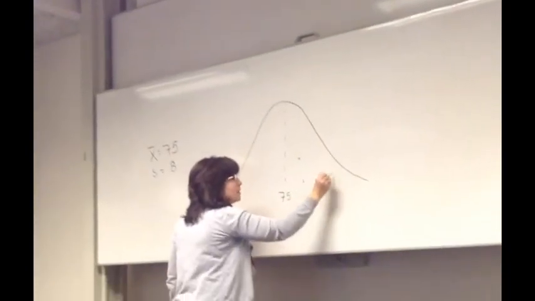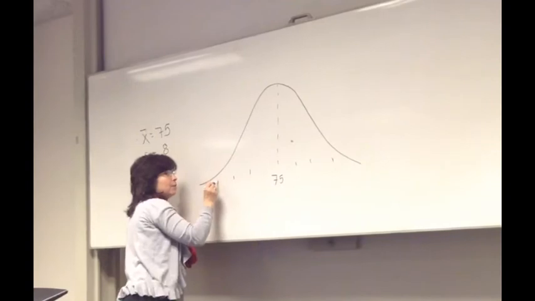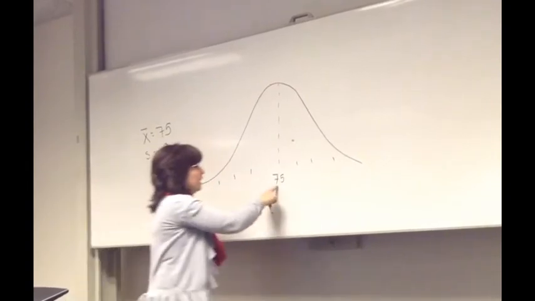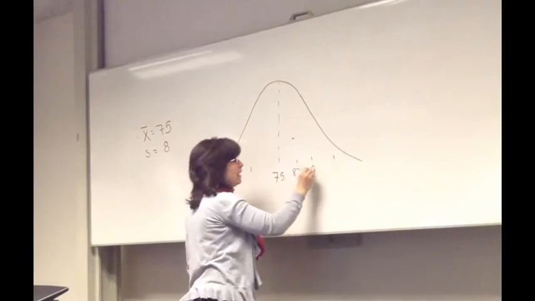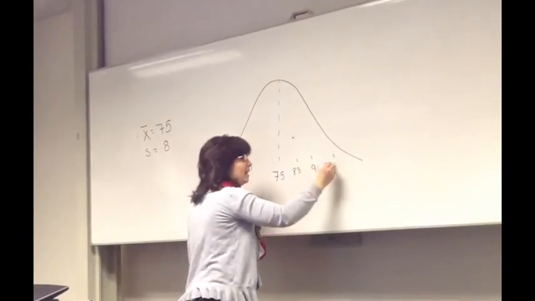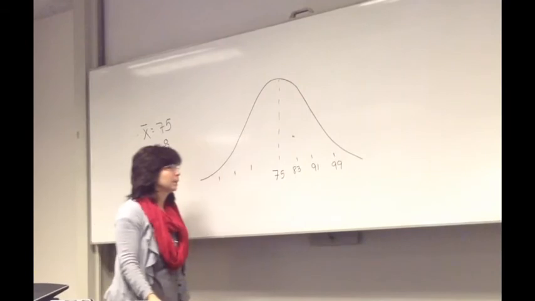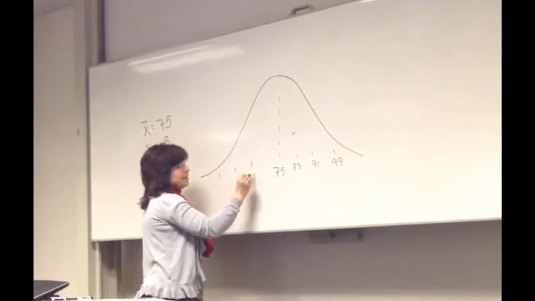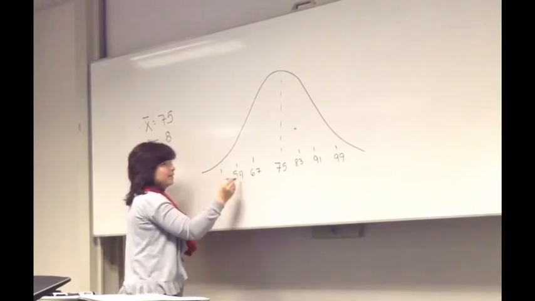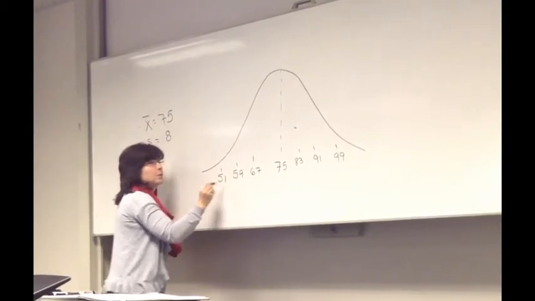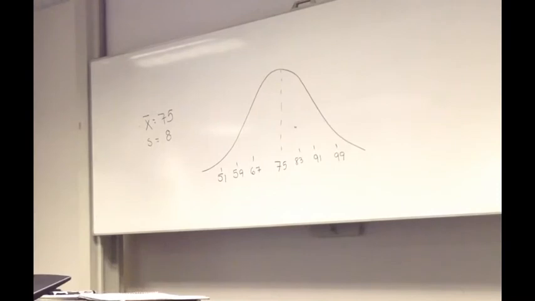So we have a 75. We're going to go up 3 standard deviations, down 3 standard deviations. I'll add 8. I get 83. I'll add 8 again, 91. I'll add 8 again, 99. I'll subtract 8, 67. I'll subtract 8, 59. Subtract 8 again, 51. Okay, now based on the data, that's what my distribution looks like.